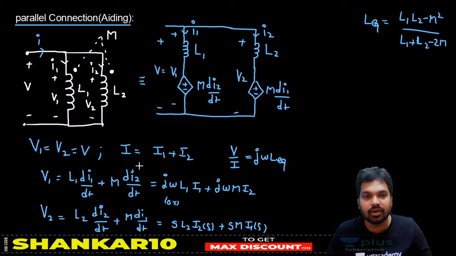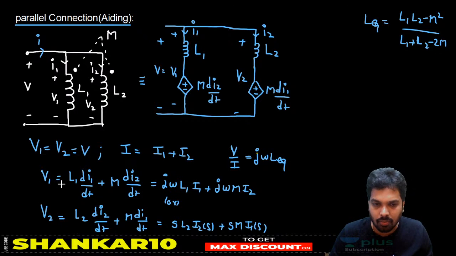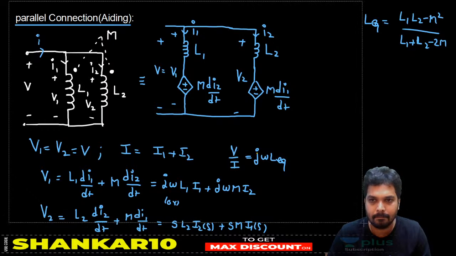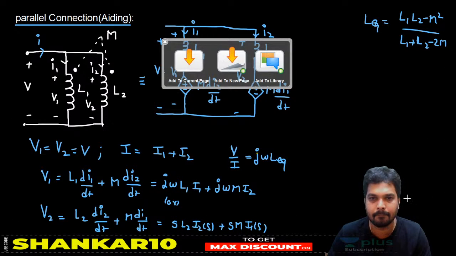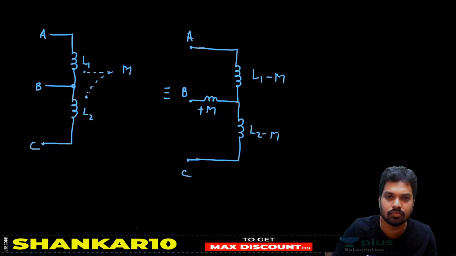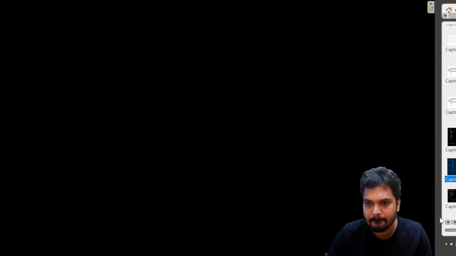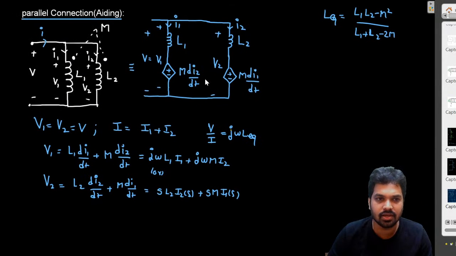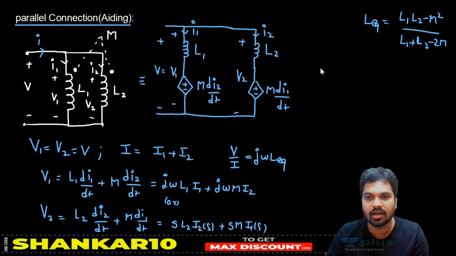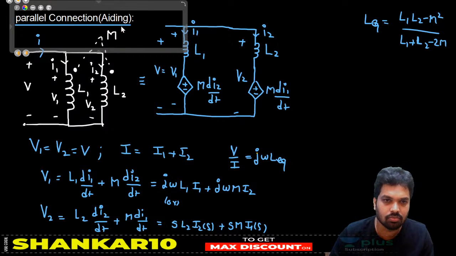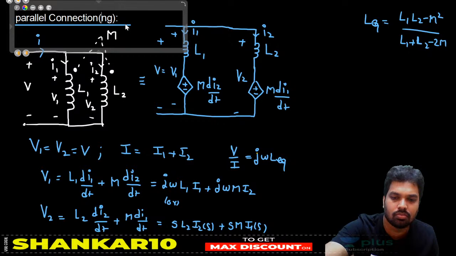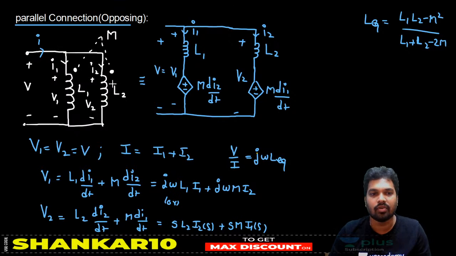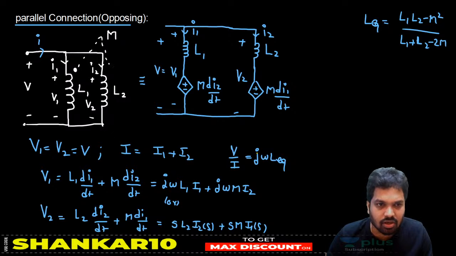Same thing I want to do for opposing connection. How to do it, sir? Very simple. See here. So this is your aiding connection, guys. So what to do for opposing, sir? Look. Right. For opposing, the only difference is here in place of plus you get minus.